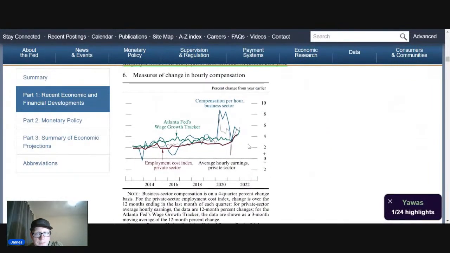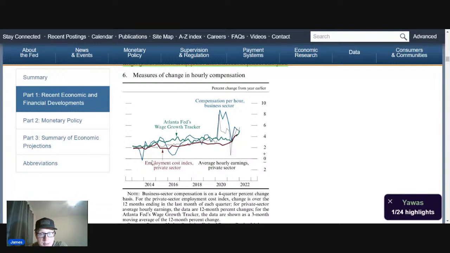Anyways, so measures of change in hourly compensation. You see a general trend up. And this seems to be divided by sector, or at least here's the business sector. The Atlanta Fed's wage growth tracker. I haven't gone in depth on what's actually in this, how they actually track this stuff, so I don't know. It could be something like the CPI, and to a certain degree can be completely bogus, but I don't know.